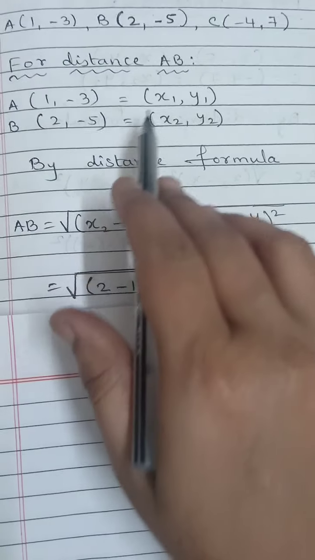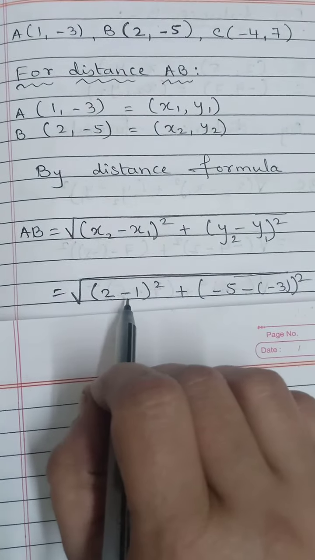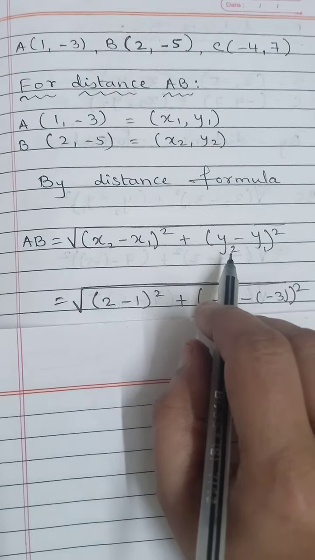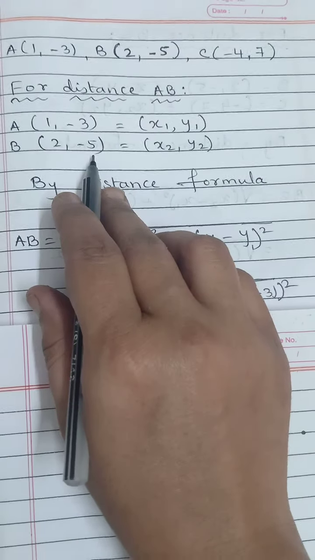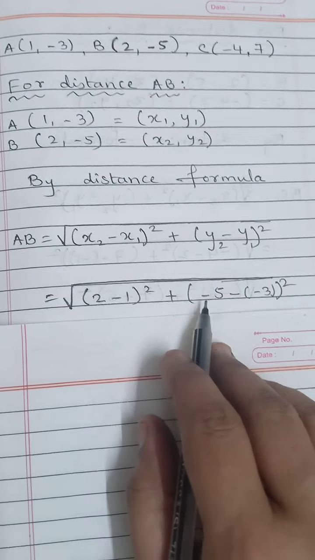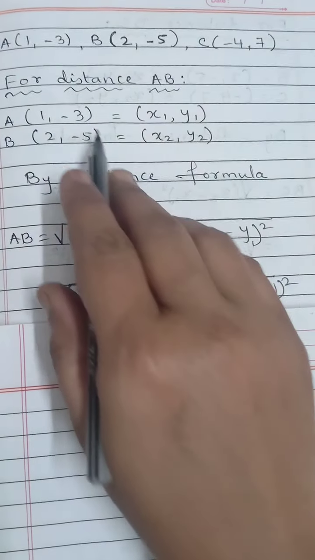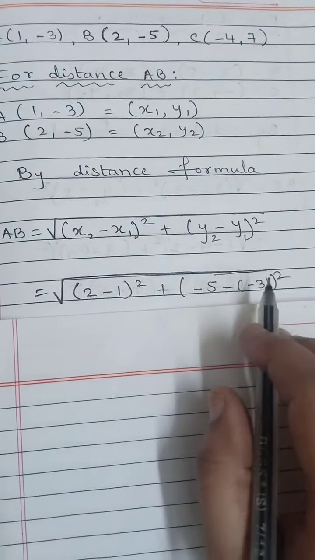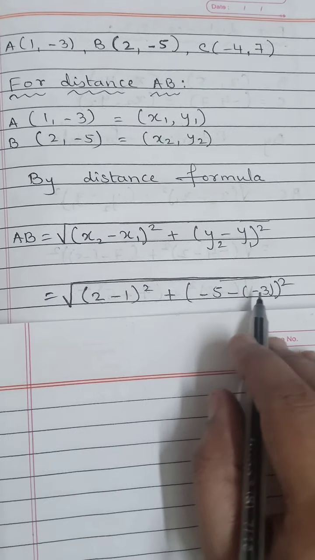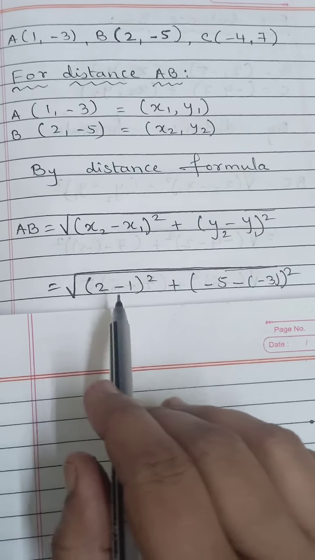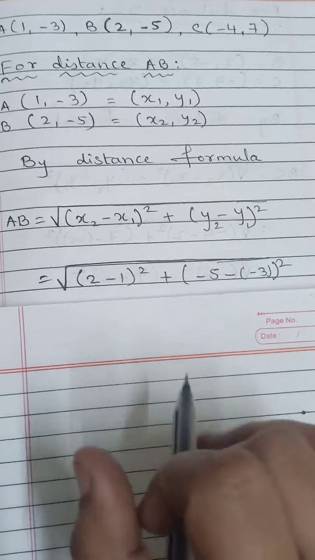See, the value of x2 is 2 and x1 is 1, so we have taken 2 minus 1. Now the value of y2 is minus 5, so in the place of y2 I have taken minus 5. Then the middle minus sign, and then y1 is minus 3, which again I have taken in a bracket to separate both signs. Now 2 minus 1 will be 1, so it will be 1 square.